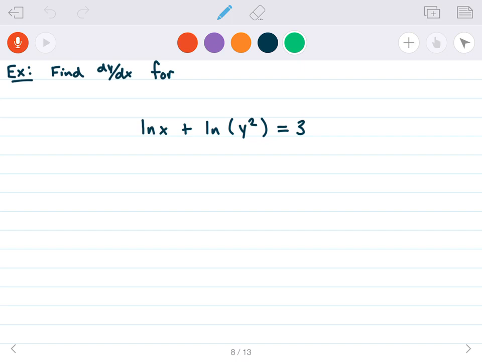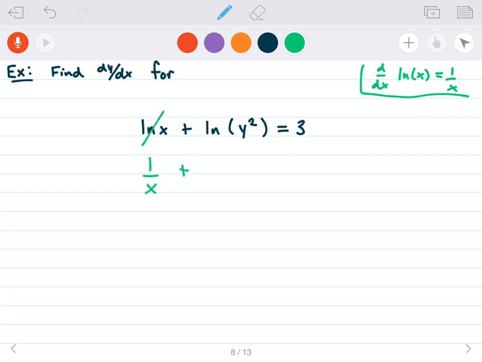All right, let's try this. So we want to find dy/dx for ln x plus ln y squared equals 3. Well, remember, this was that special derivative: the derivative of ln of x is equal to 1 over x. That was a special derivative we learned a few videos ago.